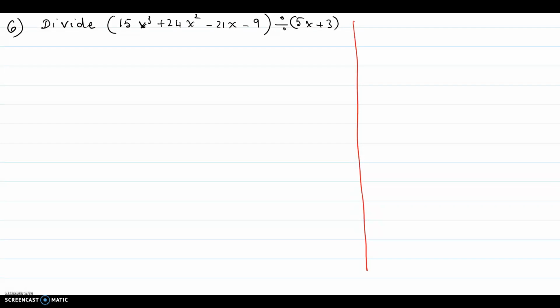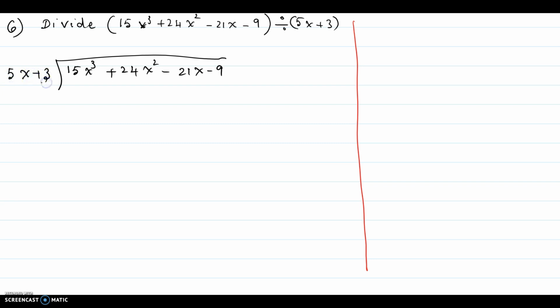Hi, we are going to do problem number 6 from the practice exam for chapter 4 and 5. Divide 15x cubed plus 24x squared minus 21x minus 9 by 5x plus 3. We'll write down 15x cubed plus 24x squared minus 21x minus 9 inside the box, and outside we will write the divisor, which is 5x plus 3.